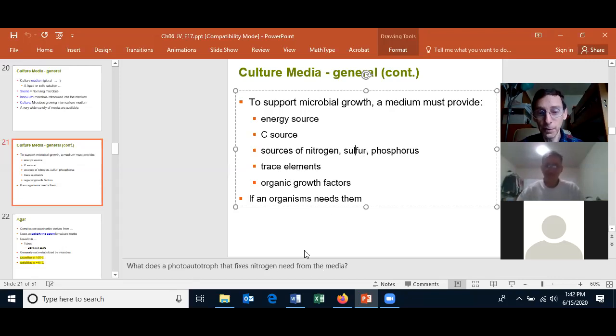It pulls in nitrogen from the air. You'd have to have a sulfur source, a phosphorus source. Trace elements would have to be there, but you'd probably get that from the tap water. And it's a photoautotroph, so you won't need to add any growth factors. Any question about any of that?